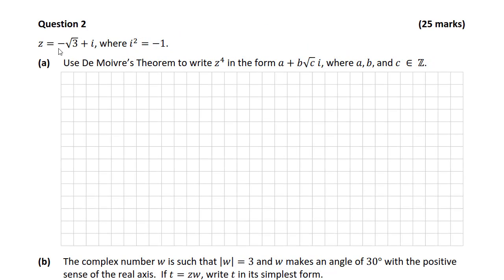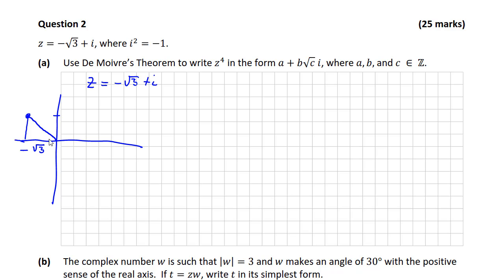So question 2, we are given a complex number z and we want to use de Moivre's theorem to raise this complex number to the fourth power. So we have z is equal to negative root 3 plus i. If we just draw a quick sketch over here, this first term is on the x-axis and it's negative, so we have negative root 3 over here. i is on the y-axis and it must have a value of 1. So the point z lies out here.